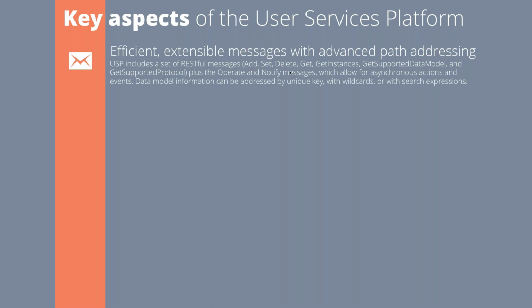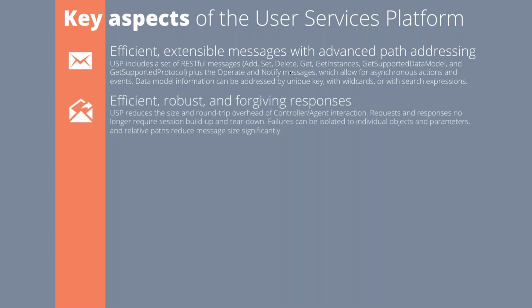There's also a notify message, which allows for events to be transmitted from an agent to a controller, again, extensible through the data model. And lastly, the addressing of an object or a parameter in the data model can now be done via search expressions or wildcards.